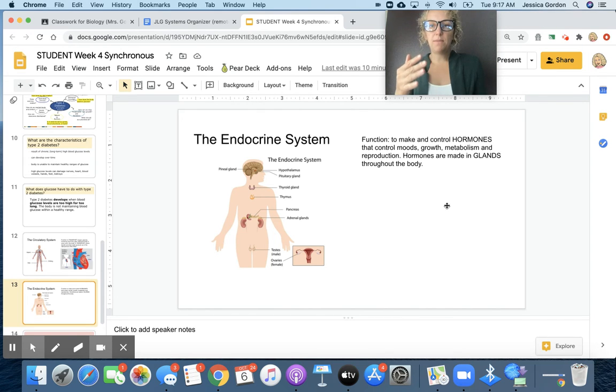So hormones are made in glands throughout the body. You're going to learn more about those in your reading today. There are lots of glands. Each gland has a specific function and produces a specific hormone. Hormones control all kinds of things in our body. Hormones control our moods. Hormones can control our growth and development. Hormones control our metabolism, how often or frequently we need to eat. And specifically, hormones also control reproduction. So you guys are going to learn more about that in your CK12 reading as well.